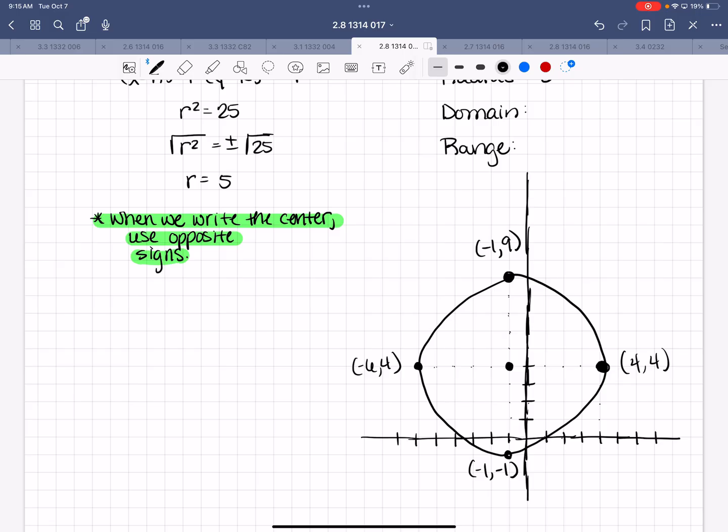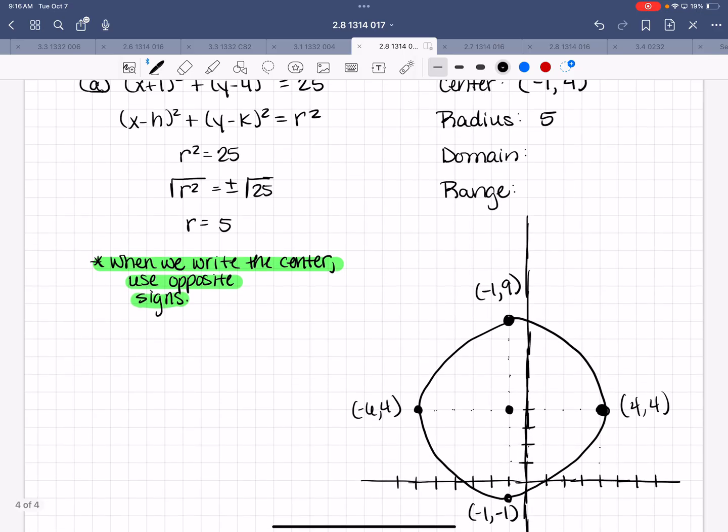If you notice, that makes sense. What's the distance between negative 6 and 4? It's 10 units. That's the diameter of the circle. What's the distance between 9 and negative 1? It's 10 units. So that means you graphed it right. Domain is your x's. What's my leftmost x value?